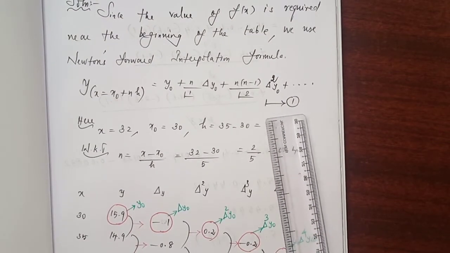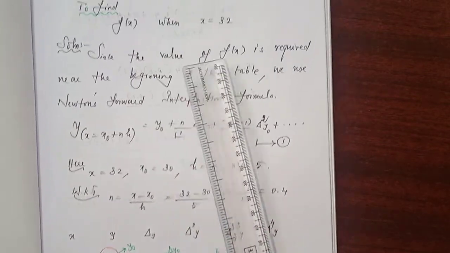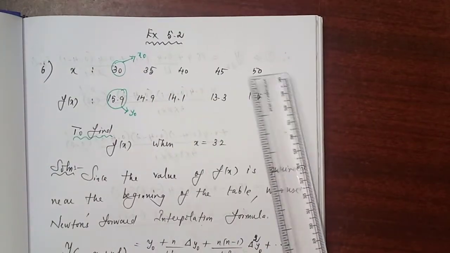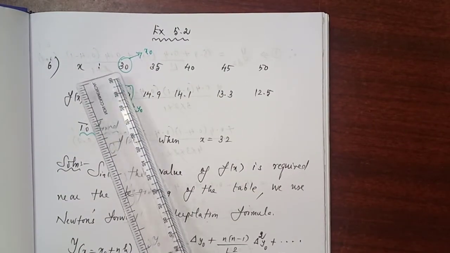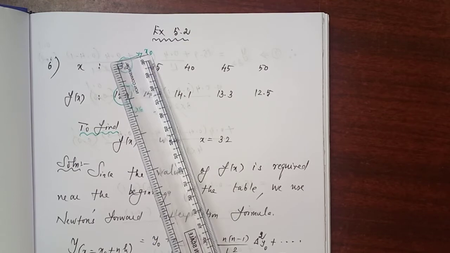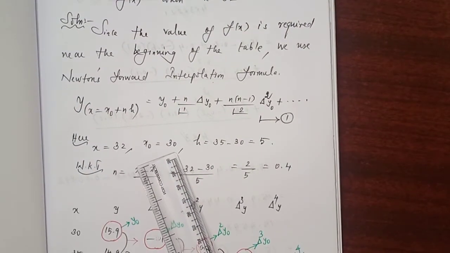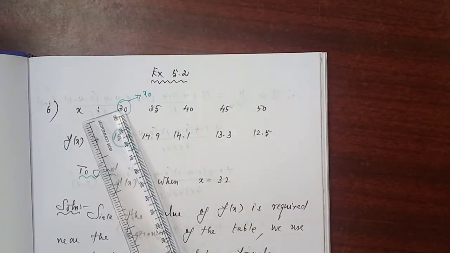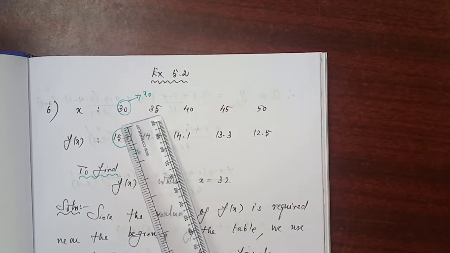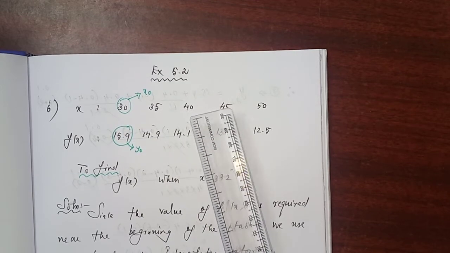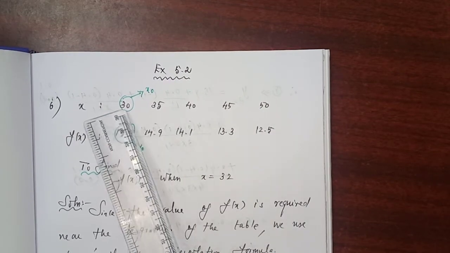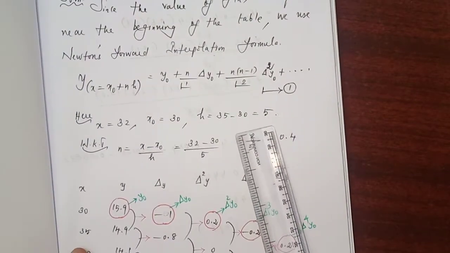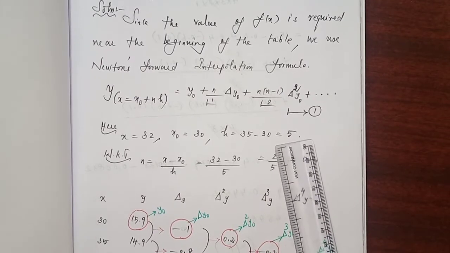Let it be equation number 1. Here x is equal to 32. x naught is the starting value among the x values, that is 30, which should be considered as x naught. So x naught is equal to 30. h is equal to the difference between the two numbers, 30 and 35, or 35 and 40, or 40 and 45, or 45 and 50. I take these two, 35 and 30. 35 minus 30 is equal to 5. That is the value of h.